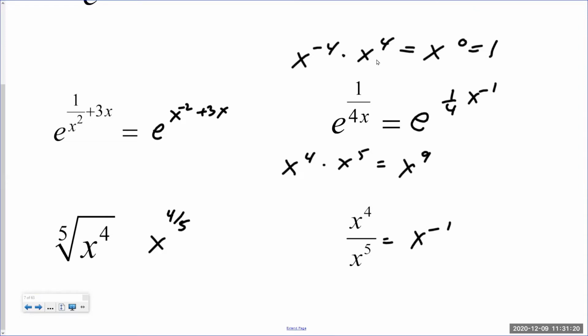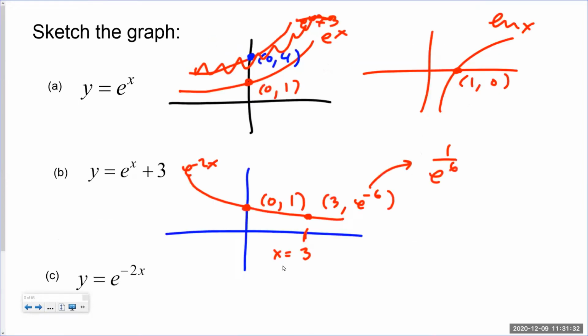Okay, but another way to think about that is this right here, make it 1 over x to the 4, right? Times x to the 4. And wouldn't that also be 1? Okay, so lots of different ways to think about this.